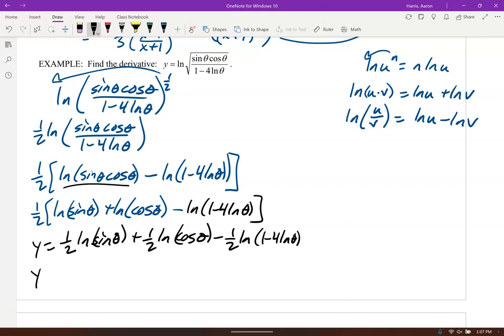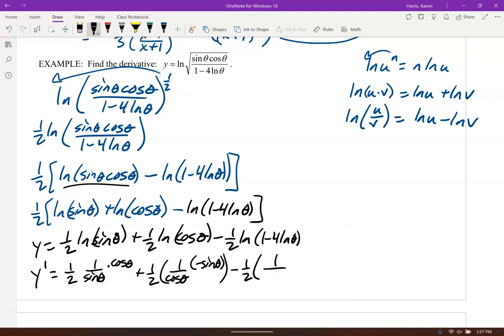So I take the derivative, y prime equals, and so I've got 1/2 stays there. Natural log of whatever is 1 over that whatever. But chain rule, derivative of sine, cosine, plus 1/2. Natural log of cosine, so 1 over, take that derivative, 1 over cosine. Take the derivative of the cosine, negative sine, minus 1/2. 1 over that, 1 minus 4 ln of theta. And now I'm taking the derivative of 1 minus 4 ln of theta. That's 0 minus 4. Derivative of the natural log is 1 over theta. So I got negative 4 over theta right there.